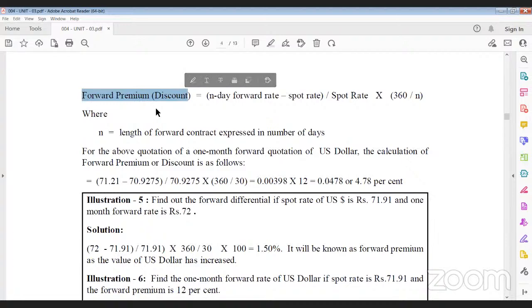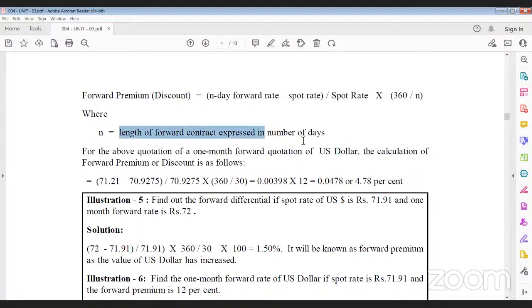Not always premium, sometimes it is premium, sometimes it is discount. Whatever be the case, the formula remains the same. That is, end day forward rate: the number of days later the transaction is being planned for, n days from today, minus the spot rate, that is the current rate, divided by the spot rate, into 360 divided by n.